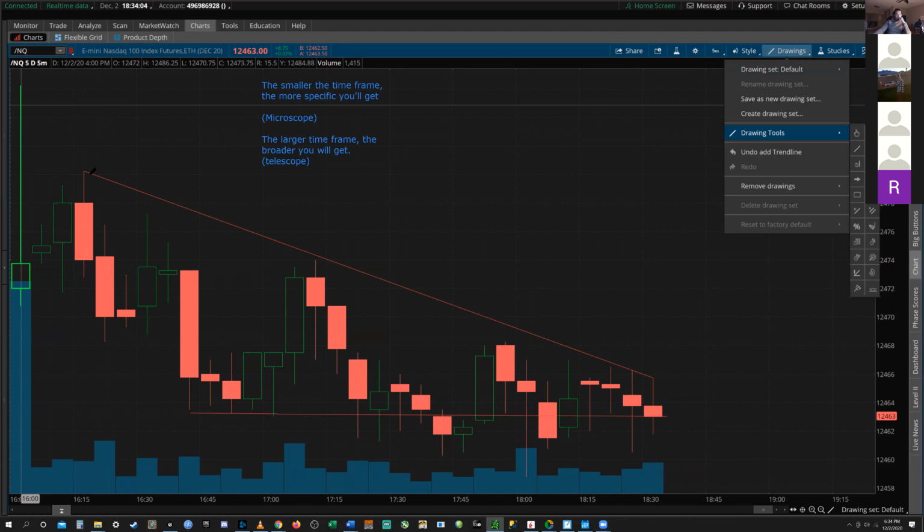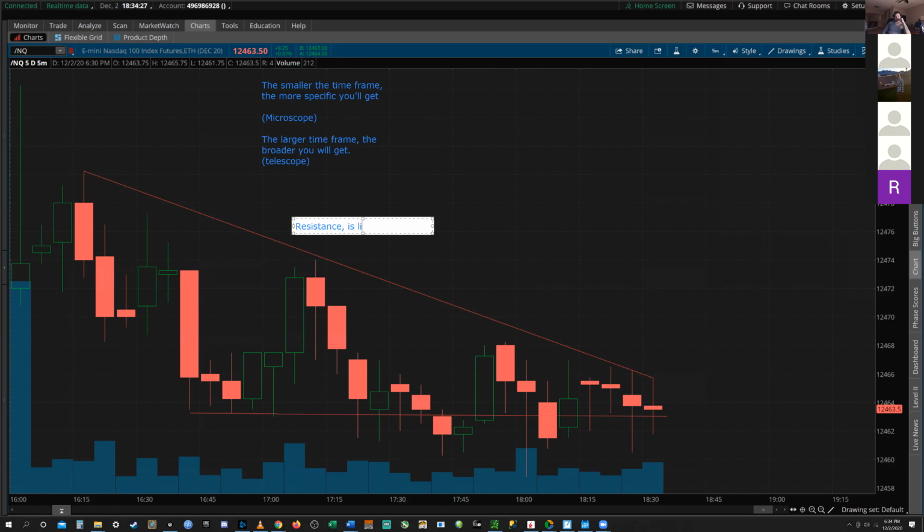But if you can see on this trend line that I did, I basically drew what I would call my resistance. And so resistance is likely to sell once it hits this line. Likely to sell. Likely. Now, the bottom part that I drew, that's called your support. Likely to buy once it hits this line.